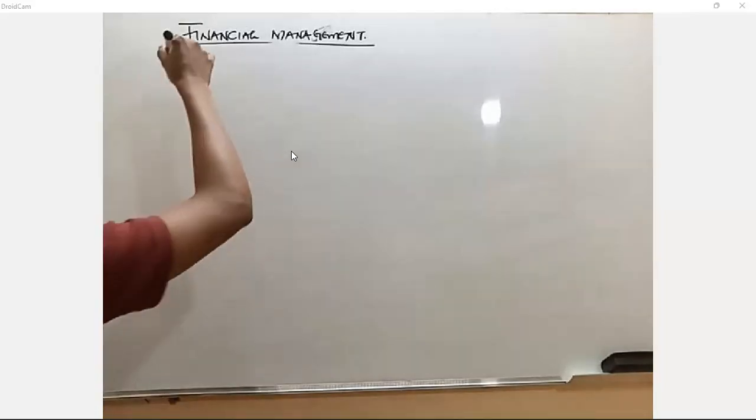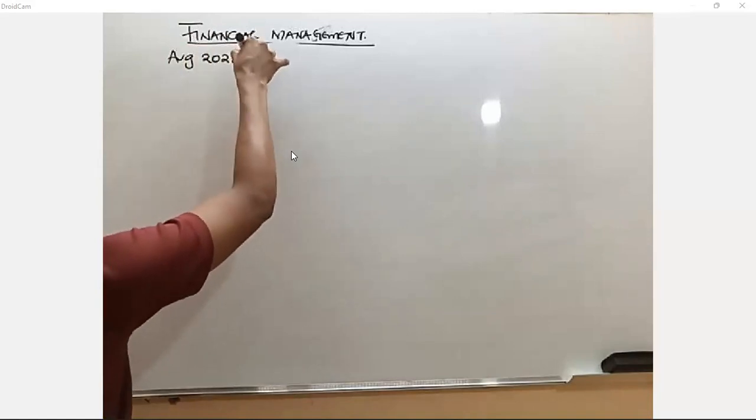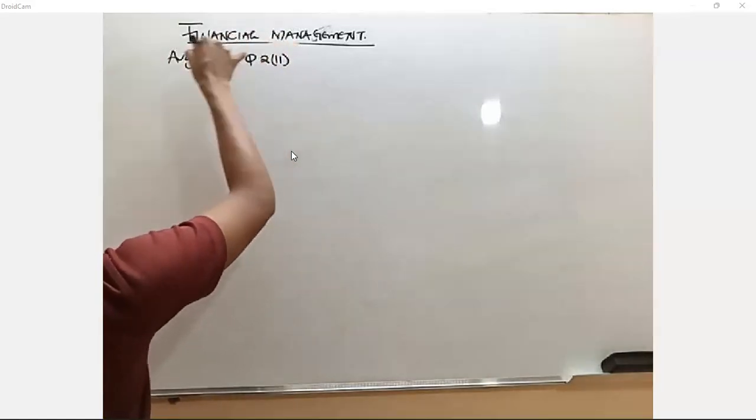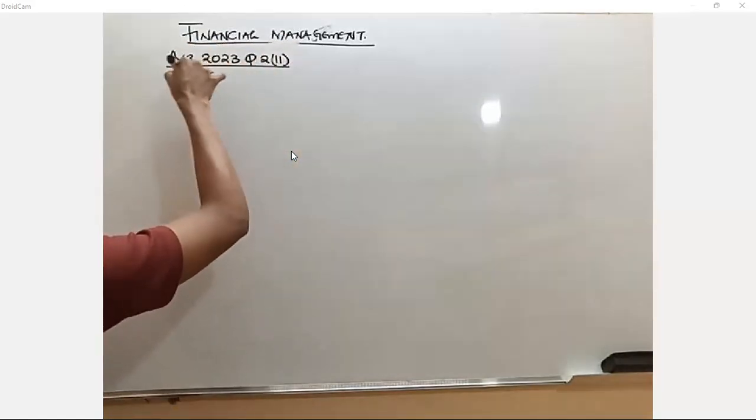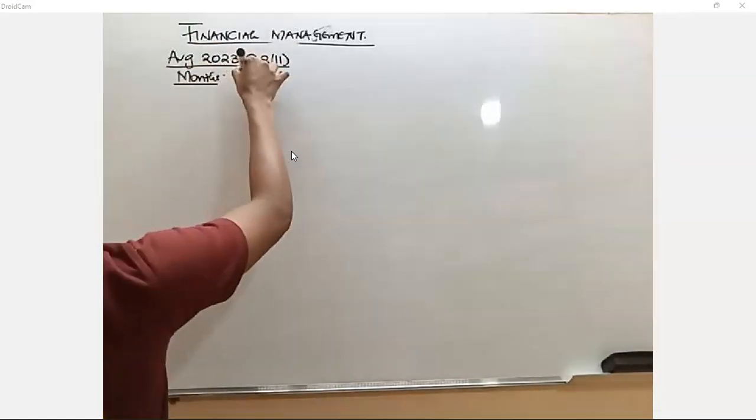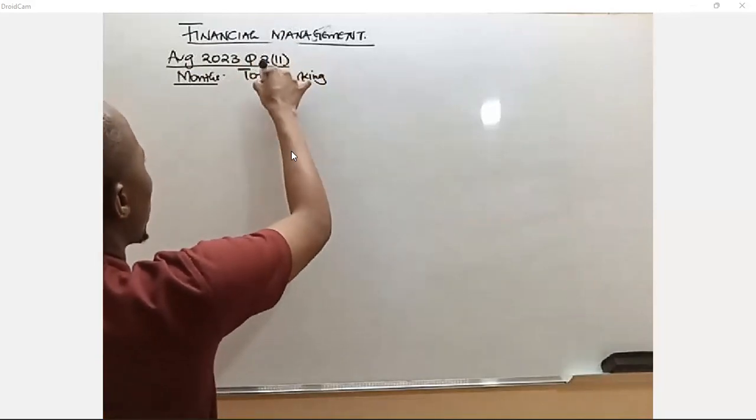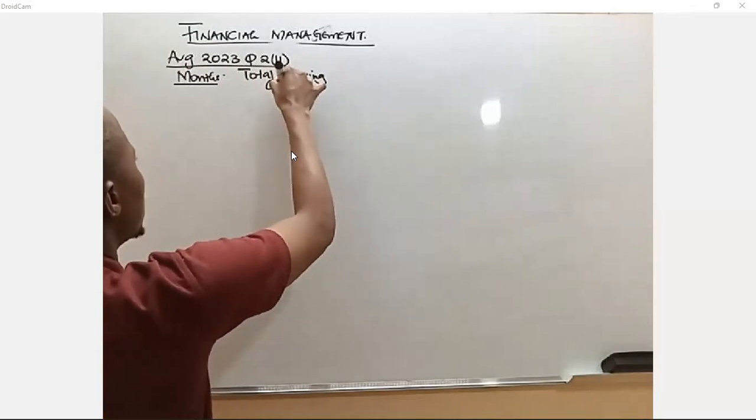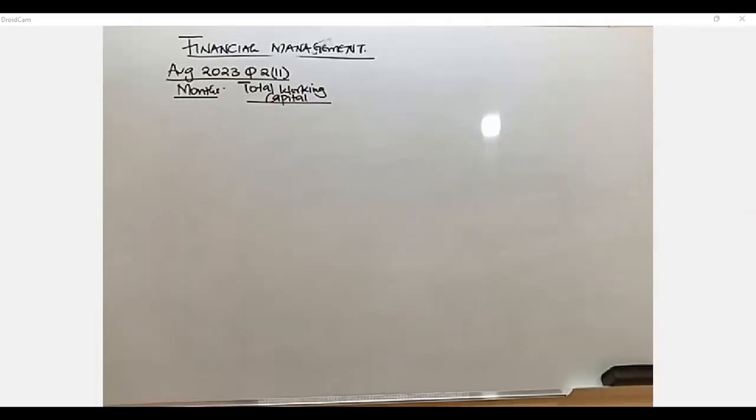So here we are discussing August 2023. We have question number 2, part 2. Correct. So here I just copy my months. Correct. Those are your months. We have the total working capital. The total working capital is there with you, correct? Then we have the total working capital.